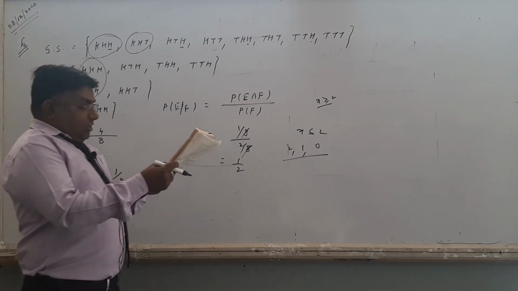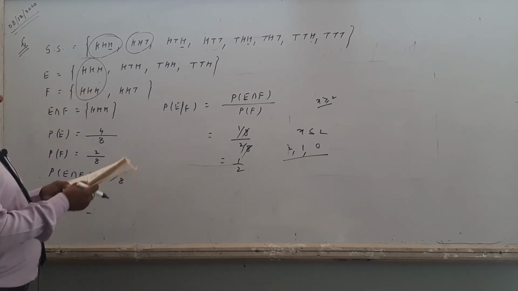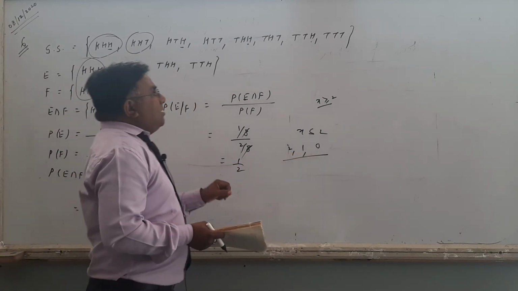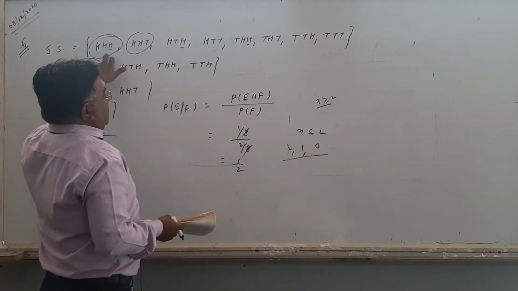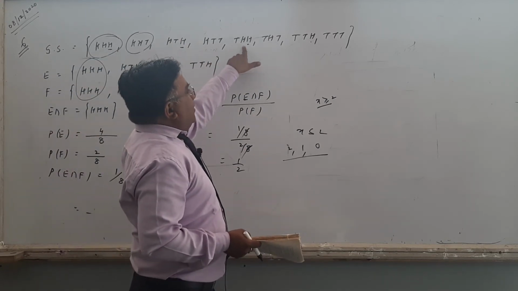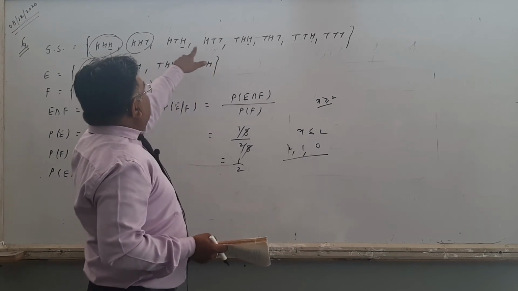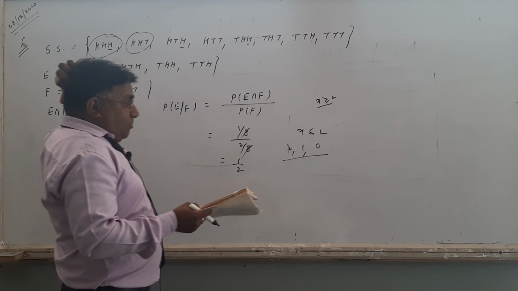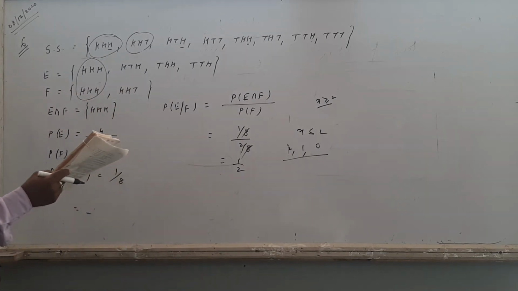Same is the third question, E event at most 2 tail. Now at most 2 tail means 2 tail, 1 tail and 0 tail. 0 tail, that is this one, right? 1 tail, 1, 2 and 3, right? 2 tail, that is 1, 2 and 3, right? So at most 2 tail means 2, 1 and 0.